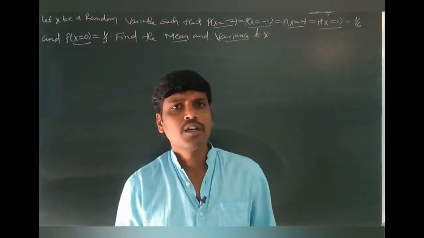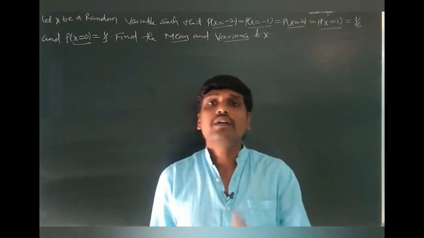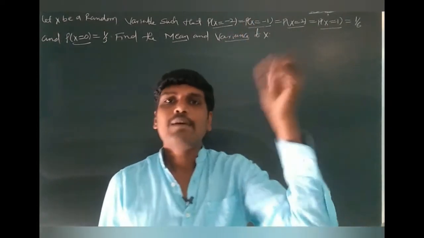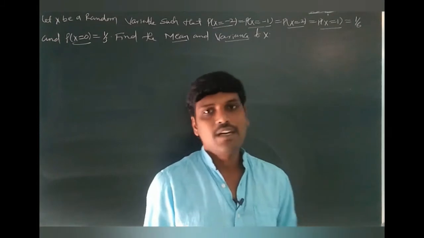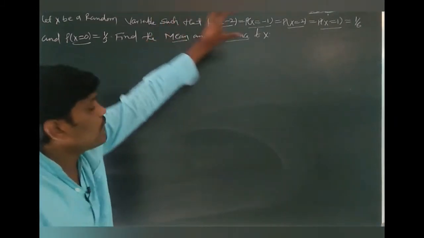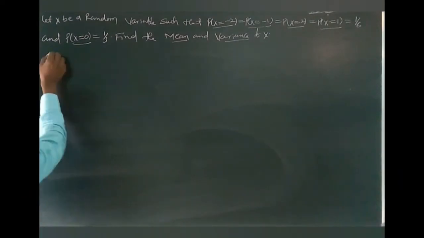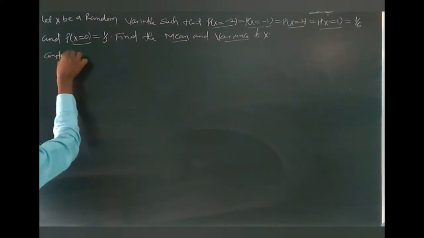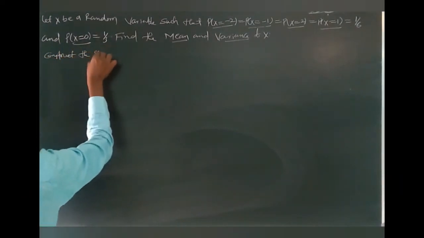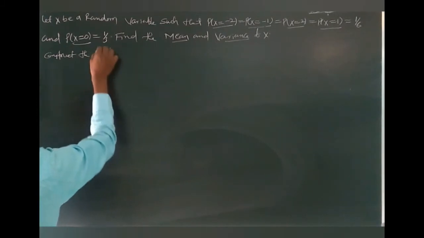Similar model problem. You can find mean and variance. Or you can find only variance; that time also you can find the mean. I already explained in the previous problem. With this information, first of all you construct the table. Construct the table given the information. What is the constructed table?